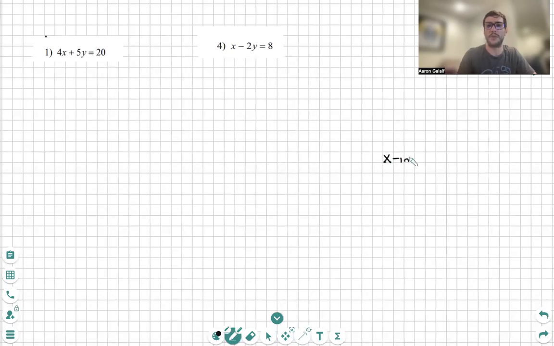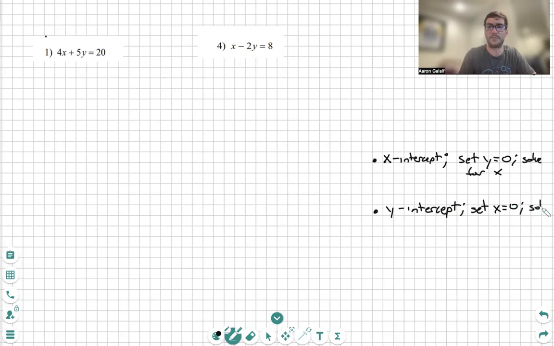When I'm solving for the x-intercept, what I need to do is set y equal to 0 and then solve for x. And as you can imagine, solving for the y-intercept is going to be the same thing, but opposite. We're going to set x equal to 0 and then solve for y. Cool. That's all we're going to do. Then we're going to put our coordinate points, and then we're just going to graph the guy, and that's it.